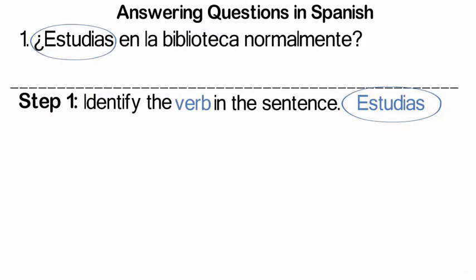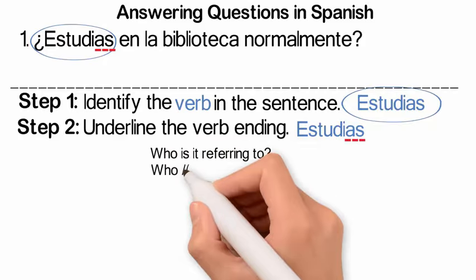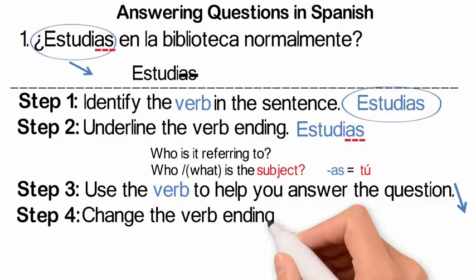And now, step 2, underline the verb ending. In this case, the ending is as. And now that you have underlined it, you can answer who the ending as is referring to. Who is the subject? The subject here then is tú, you. Now, in step 3, you can use the verb in the question to help you answer the question. Bring down or rewrite the verb from the question. Estudias. Write it in your answer.